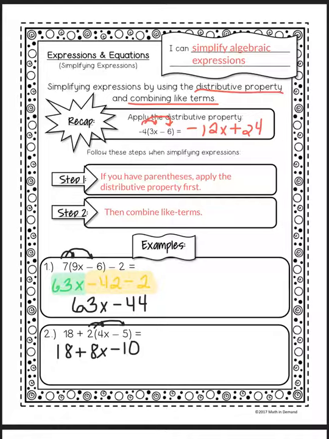Then I find my like terms. I'm noticing that I have a positive 18 I could combine with a negative 10. There's nothing I could combine that positive 8x with. So I'm going to just combine those two. 18 minus 10 is 8 plus 8x. And again, I cannot do anything else.